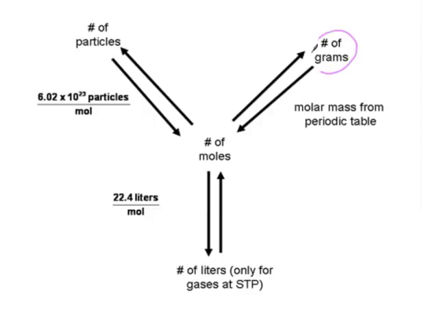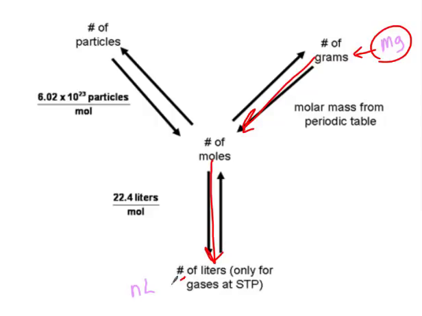If I'm given grams and I'm trying to get to particles, I'm going to convert grams to moles and then go from moles to particles, whether those particles be molecules or atoms. And same thing if I'm given milligrams and I'm trying to get to nanoliters, I'm going to have to convert my milligrams to grams, then grams to moles, moles to liters, and then finally liters to nanoliters.